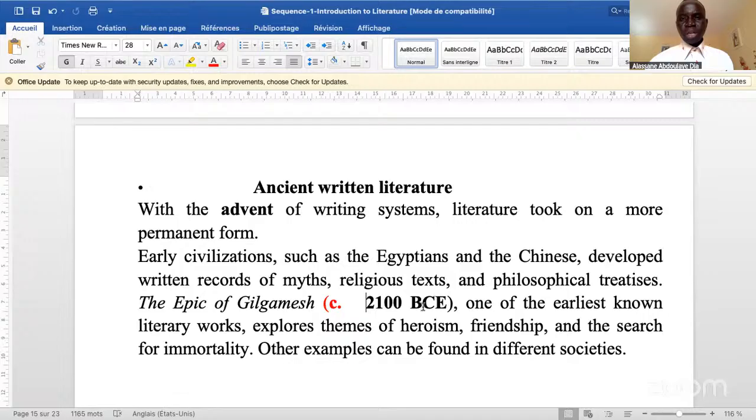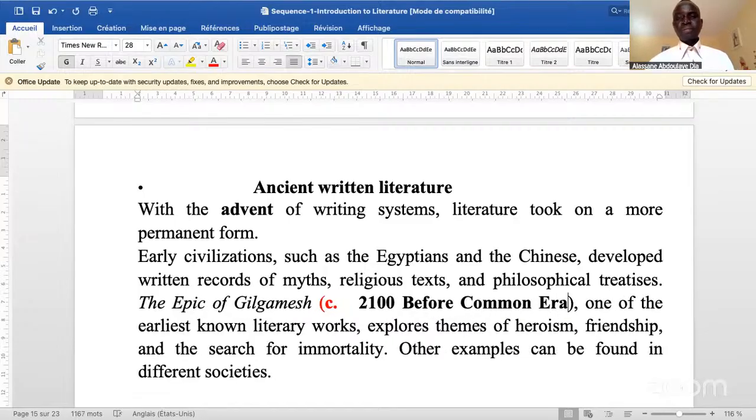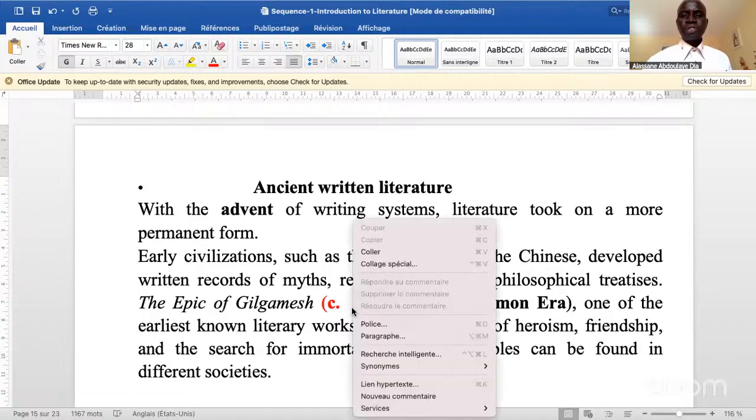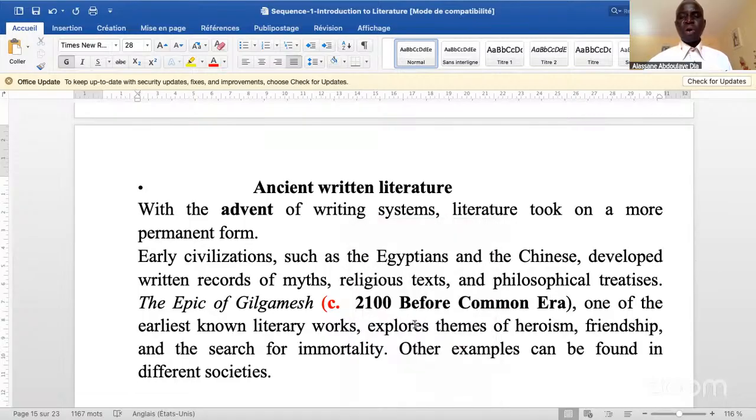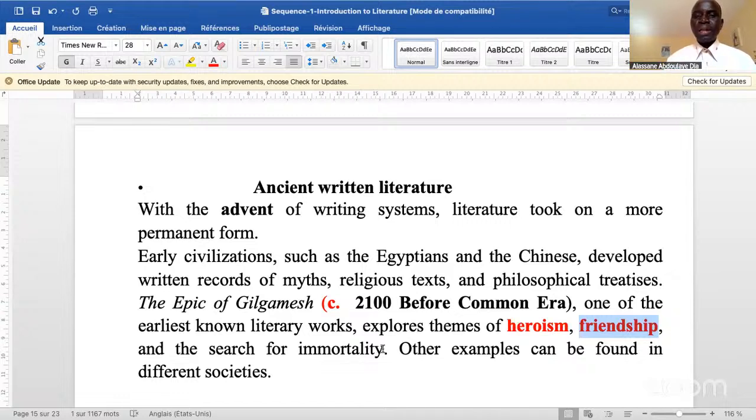And BCE means before Common Era. It means simply before Jesus Christ or before Christ. That's what it means, before. One of the earliest literary works explores themes of heroism, friendship, and the search of immortality. Yes, in ancient literatures, you see beautiful topics like heroism, because at the time, it was a time of warriors, c'est le temps des guerriers. And the search of.